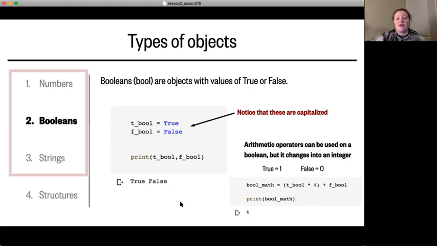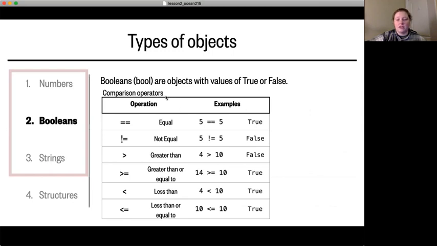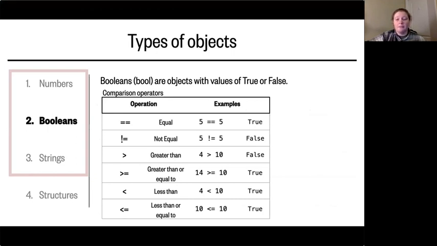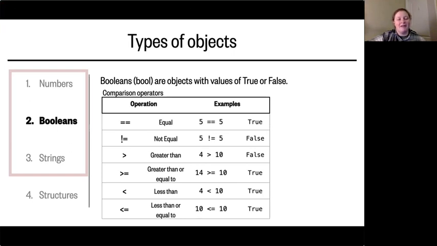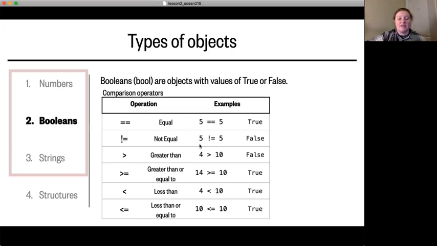Booleans are most commonly found as outputs for comparison operators, which are shown here. These are ways of comparing different numbers or different objects with each other. So going through these, we're testing if 5 equals 5, which we know to be True. And notice that this test for equal has two equal signs. If it was just one, Python would think that we were trying to create a variable, and that just can't work. In this case, we're testing that 5 does not equal 5. Since it does, the answer is False.